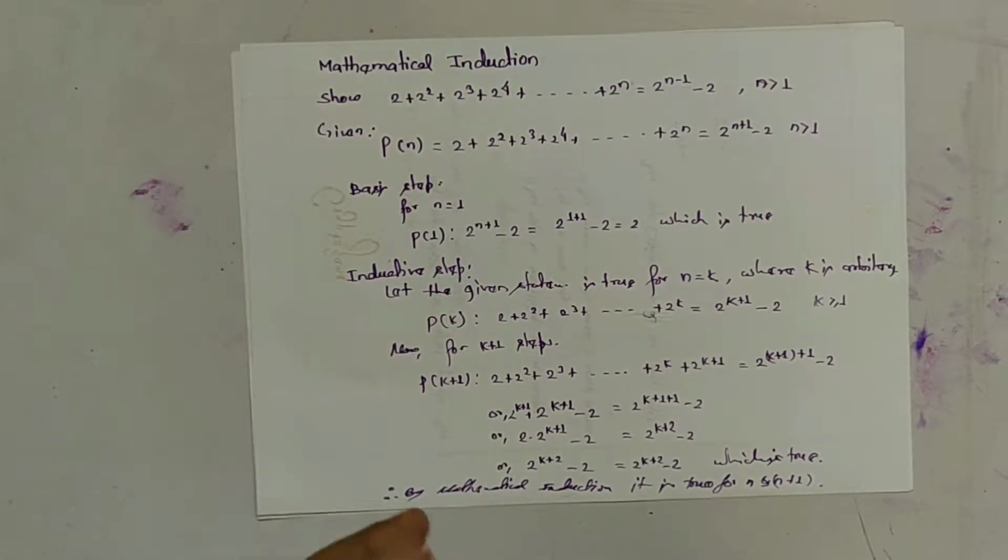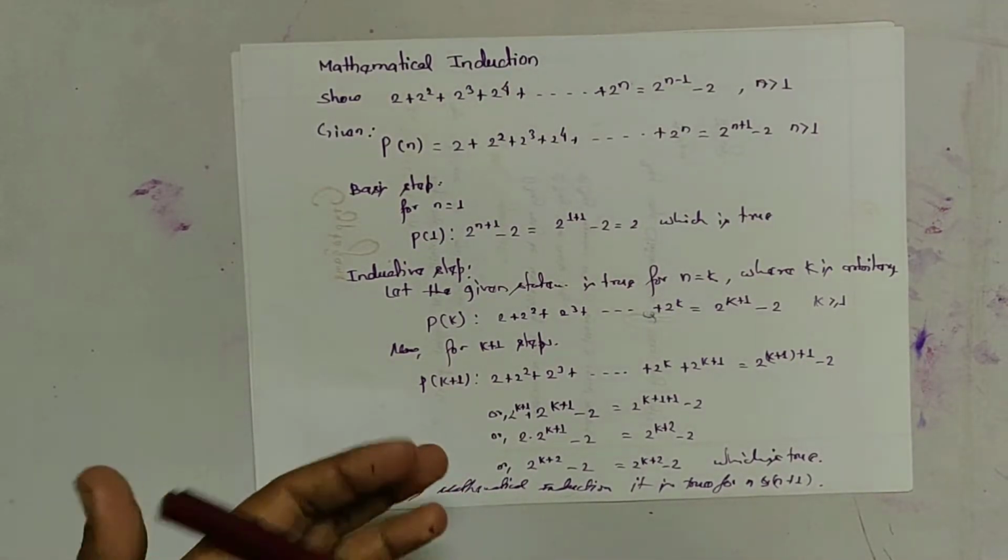In this method we have to follow two steps, called the basis step and the inductive step. For the basis step we consider a simple instance and show it is true, and in the inductive step we assume it is true for n, and we have to prove it for n plus 1.